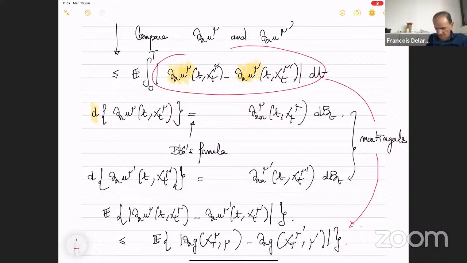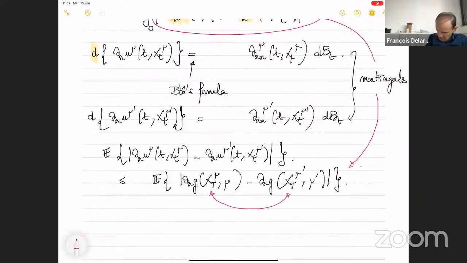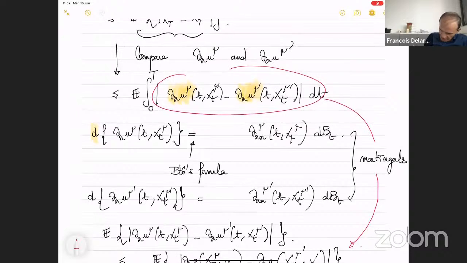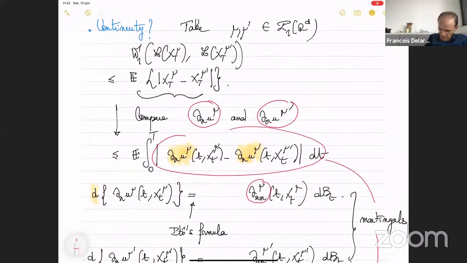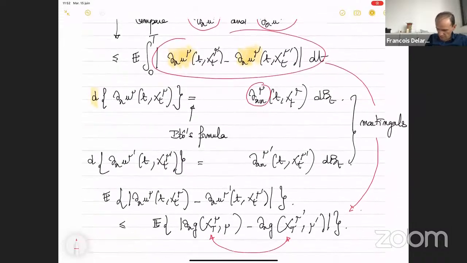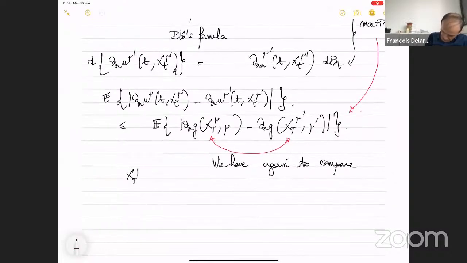But this is not so interesting to do that, because if you do that, at the end of the day, you still have to compare x_T mu and x_T mu prime. So a way to cheat is to say that, in fact, I have directly to compare d_x u mu and d_x u mu prime by using a bound on the second order derivatives. So this is just to tell you that when I'm back to the comparison of the two forward equations, the equation associated with mu and the equation associated with mu prime, I prefer to use something else instead. So here we have again to compare x_t mu and x_t mu prime.